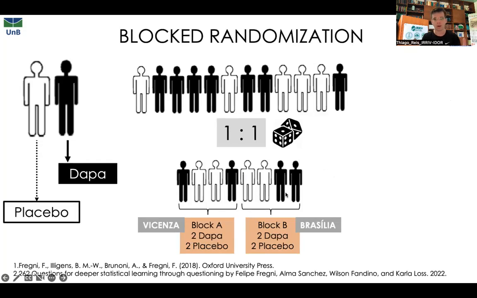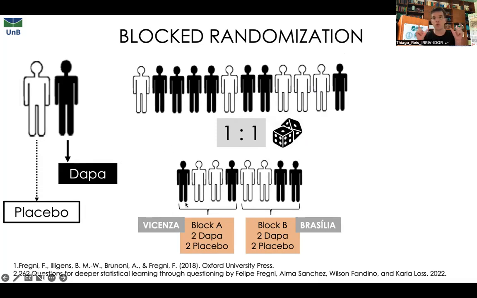How does blocked randomization work? In this case, we could give Dapa or placebo. So imagine that Dapa is represented by this black man and placebo by the white man. And if you're throwing a coin, you can have this distribution: placebo, Dapa, Dapa, Dapa, Dapa, placebo, Dapa, Dapa, placebo, placebo, placebo, and Dapa.